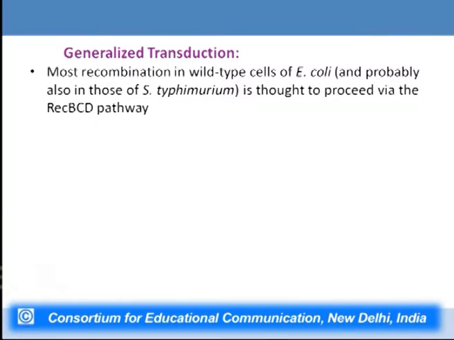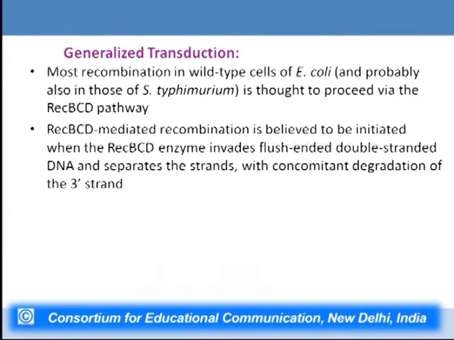Now, most recombination in wild type cells of E. coli and probably also in those of Salmonella typhimurium is thought to proceed via the RecBCD pathway, that is the recombinant BCD pathway. The RecBCD mediated recombination is believed to be initiated when the RecBCD enzyme invades flush-ended double-stranded DNA and separates the strands with concomitant degradation of the 3' strand.